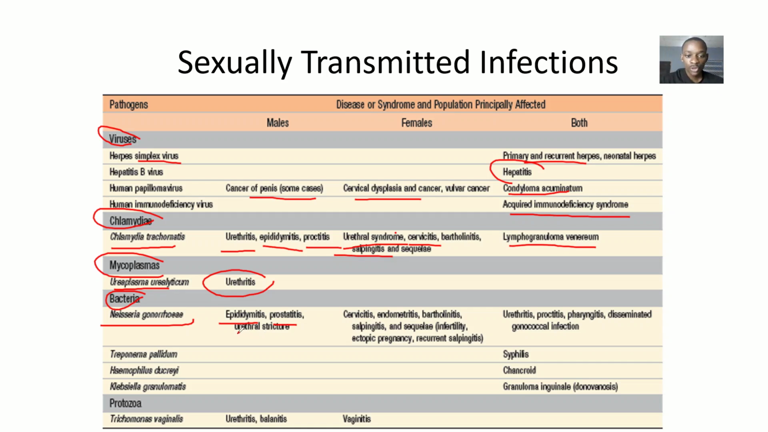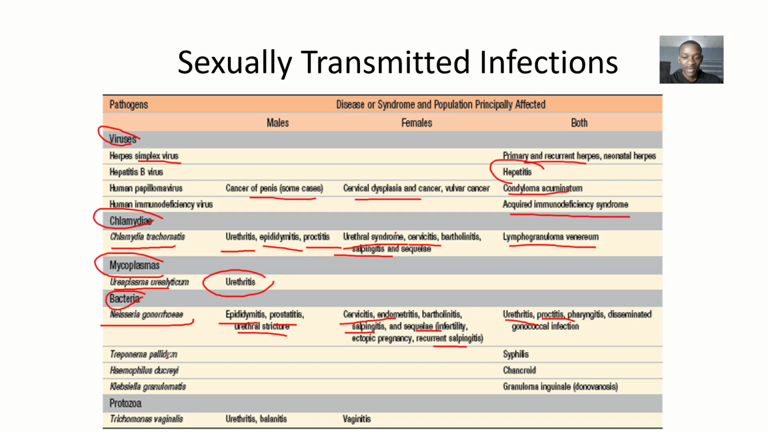All right. They can also cause what? Urethral stricture. All right. In females, it can cause what? Cervicitis. It can cause endometritis. It can cause what? Bartholinitis. It can cause salpingitis. It can cause sequelae. That's simply infertility, or even if the woman is fertilized, the type of pregnancy she will have is an ectopic pregnancy. That's one. An atypical pregnancy. Then there will be recurrent salpingitis. All right. Then in both sexes, it can cause urethritis, proctitis, pharyngitis, and disseminated gonococcal infection.